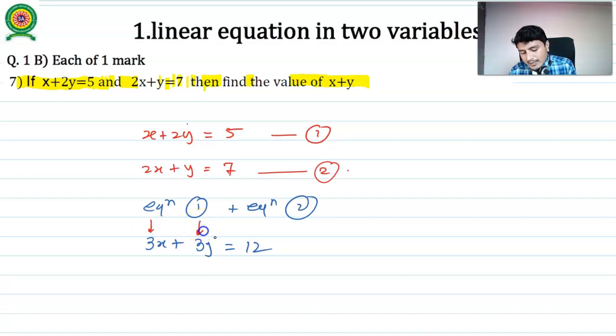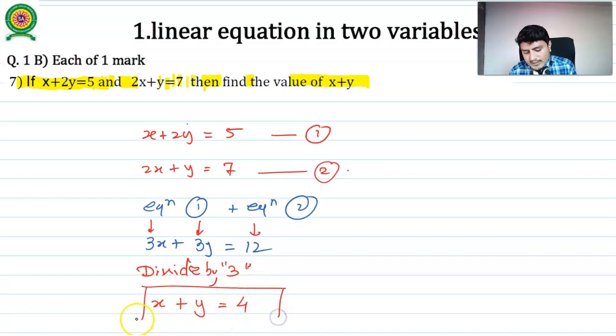Now look at the coefficients of x, y and the constant. All are divisible by 3. So we divide the equation throughout by 3. After dividing throughout by 3, 3x divided by 3 becomes x, 3y divided by 3 becomes y, and that equals 3 fours are 12, so 4. So the value of x plus y is 4.